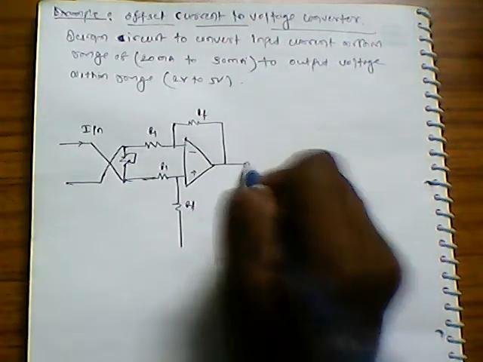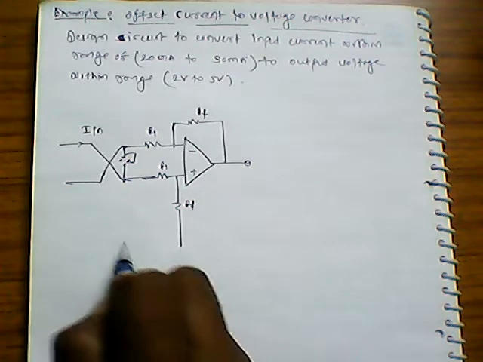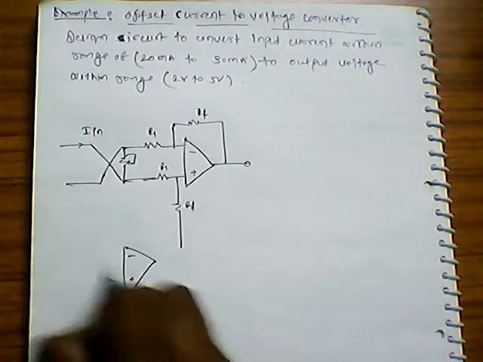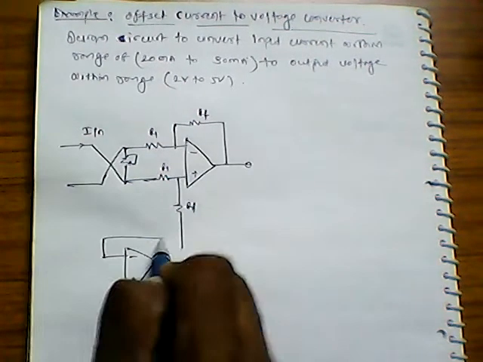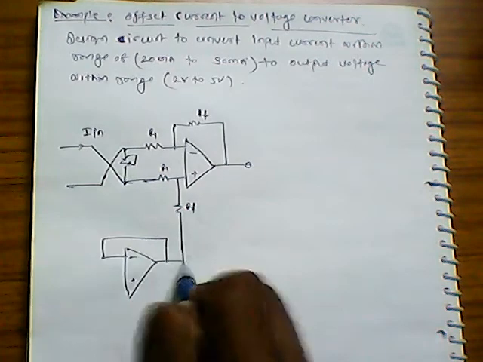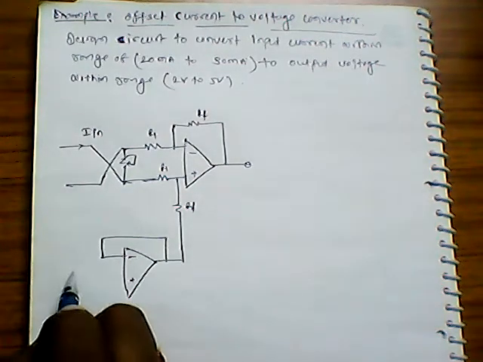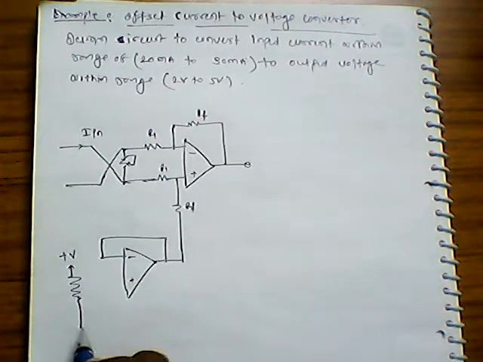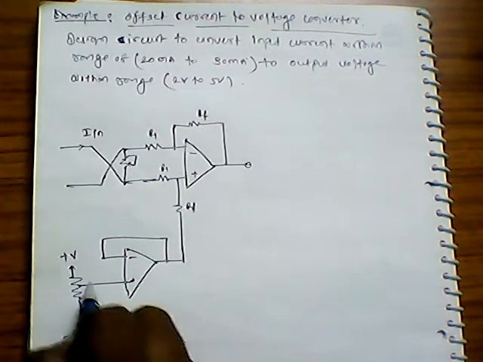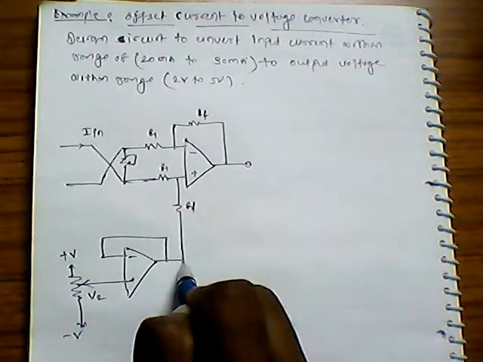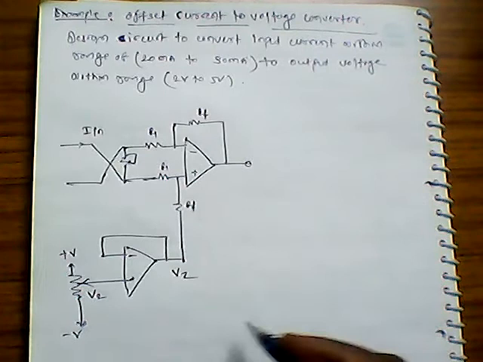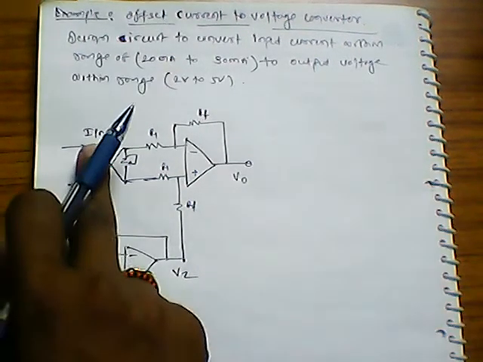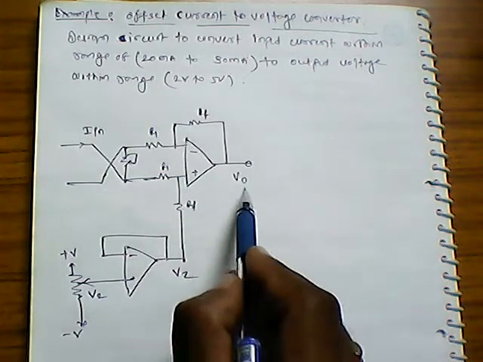Then we have also the reference voltage in terms of Vz given by a voltage follower circuit. Like this. So input will be Vz, here we will get Vz as the input and we will get Vo as the output. So for given input current we will get the given output voltage.